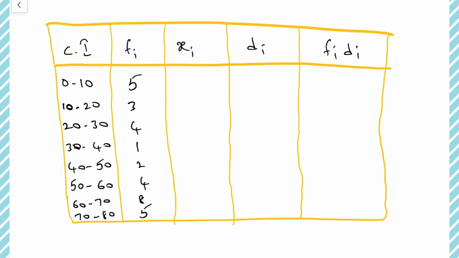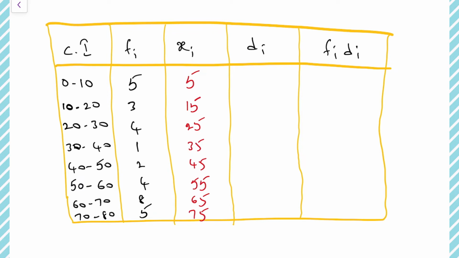Now the third column is xi, the class marks, the average of the class intervals. 0 plus 10, 10 by 2, 5. 10 plus 20, 30, 30 by 2, 15. If two numbers are there, we can definitely find the third number. So 5 plus 10, 15, 15 plus 10, 25, 35, 45, 55, 65, 75. These are the class marks, which I did for the previous question also. So in the assumed mean method, the first three columns are same as in the direct method.